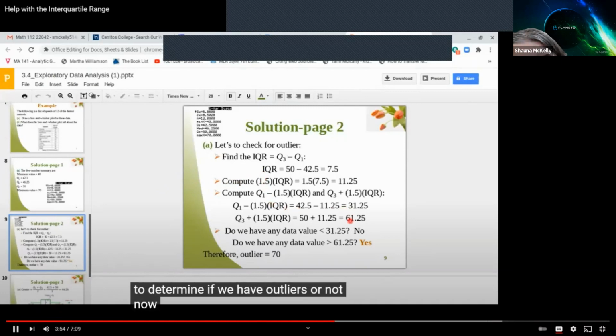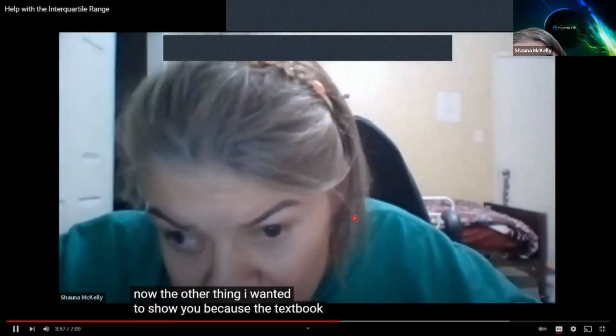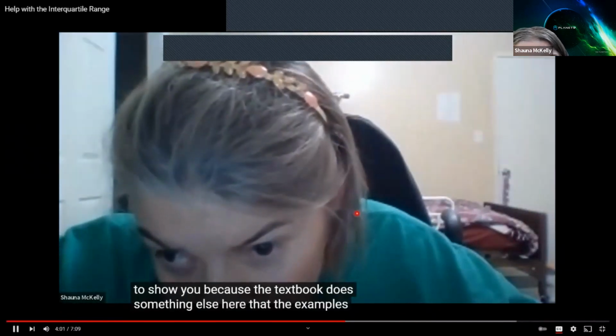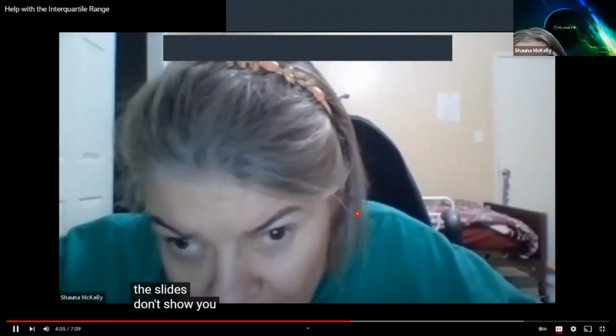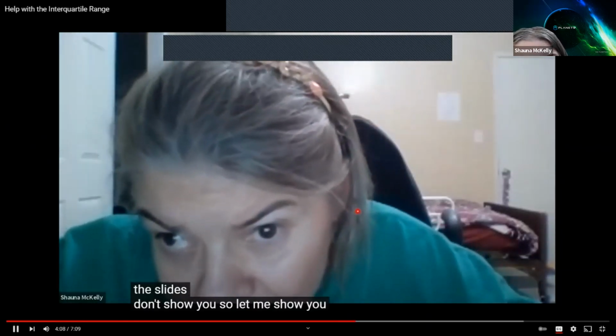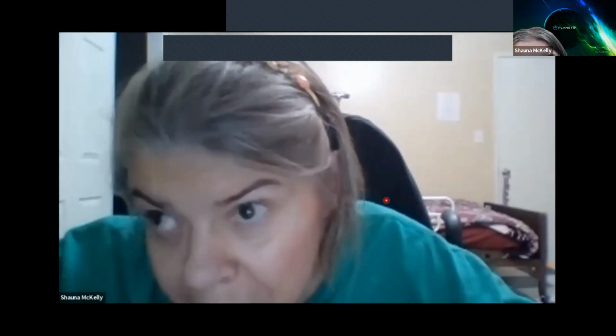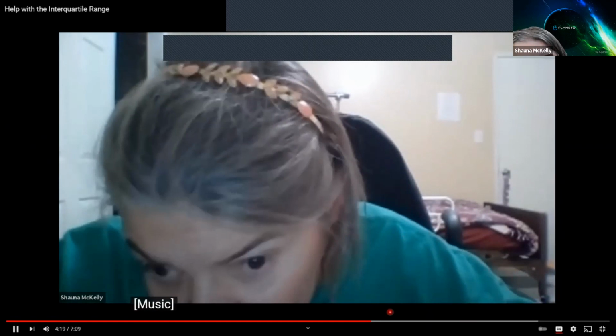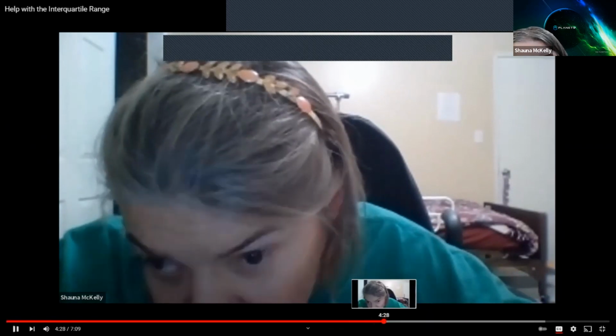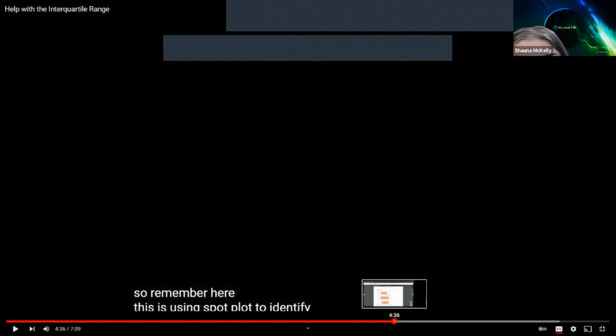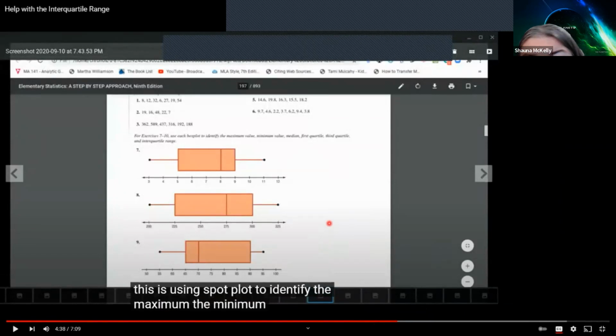Now, the other thing I wanted to show you, because the textbook does something else here that the examples in the slides don't show you. So let me show you that. And that is, it asks you to identify the maximum, the minimum, what the box plots look like. Here they've given you a box plot, and the instructions say use each box plot to identify the maximum value, the minimum value, the median, the first quartile, the third quartile, and the interquartile range.